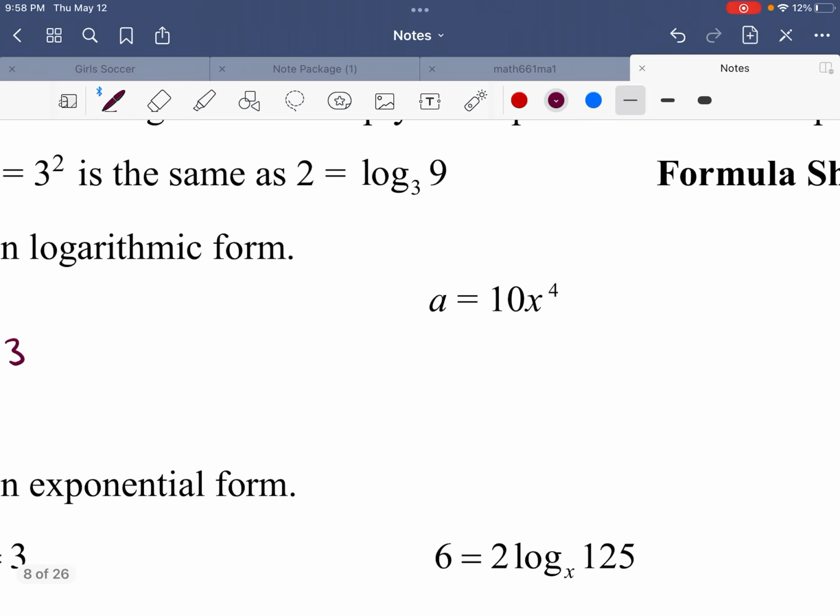This next one is a little bit different because we have this 10 going on. So let's simplify things, and we get x to the 4 is equal to a over 10. Now we can apply the rearranged form. So x is still your base, and that's going to equal 4.